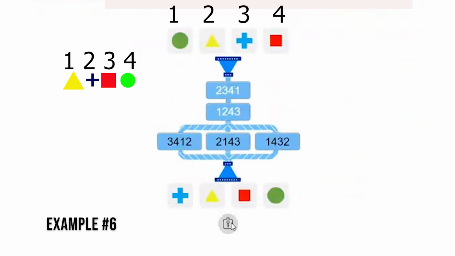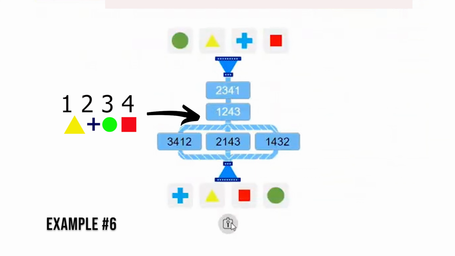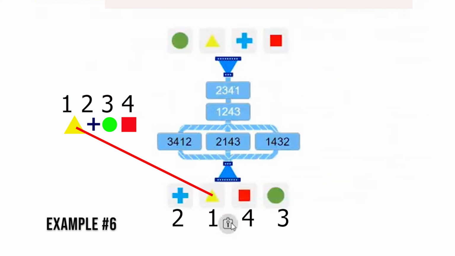Then we rearrange them into 1, 2, 4, 3, which is the second branch. So triangle, plus, circle, square. Then we reassign them numbers in the numeric order 1, 2, 3, 4. Now we use the allotments from the last row that we created and assign the same numbers to the answer. So plus gets 2, triangle gets 1, square gets 4, circle gets 3. So 2, 1, 4, 3 is the answer.